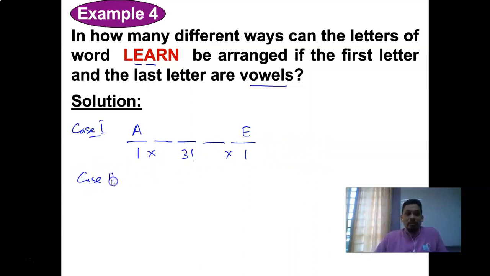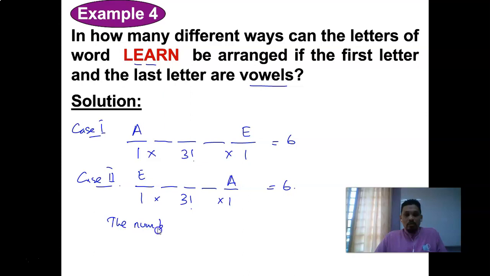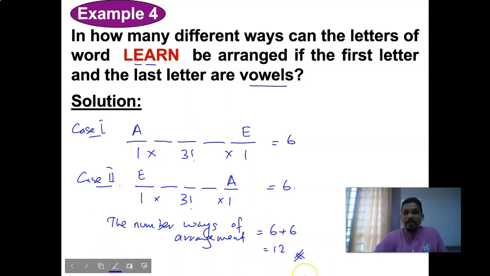And then case number 2. Again, if we begin with E and end with A, we again have L, R, N that we need to arrange here. So 1 times 1, and then LRN, LNR, RLN, whatever. So we come up with 3 factorial. 3 factorial equals 6, and another 6 here. So the number of ways of arrangement equals 6 plus 6, which is equal to 12.